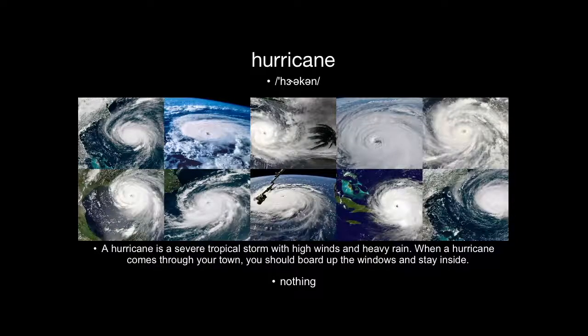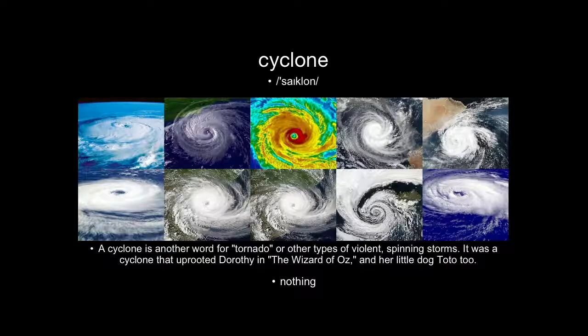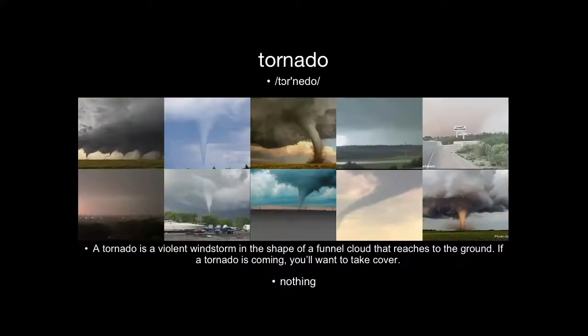Hurricane. A hurricane is a severe tropical storm with high winds and heavy rain. When a hurricane comes through your town, you should board up the windows and stay inside. Cyclone. A cyclone is another word for tornado or other types of violent, spinning storms. It was a cyclone that uprooted Dorothy in The Wizard of Oz, and her little dog Toto too. Tornado. A tornado is a violent windstorm in the shape of a funnel cloud that reaches to the ground. If a tornado is coming, you'll want to take cover.